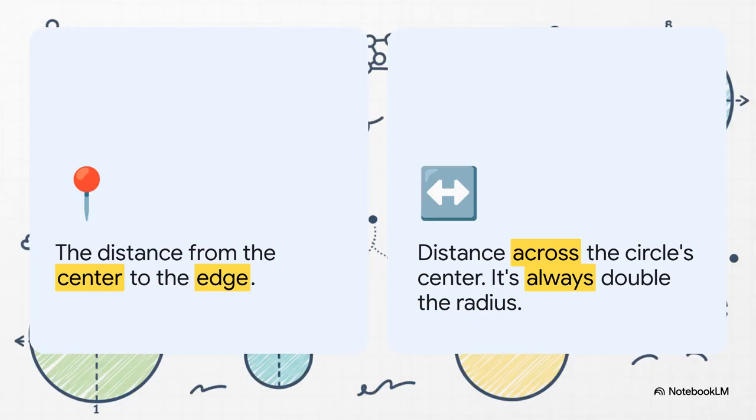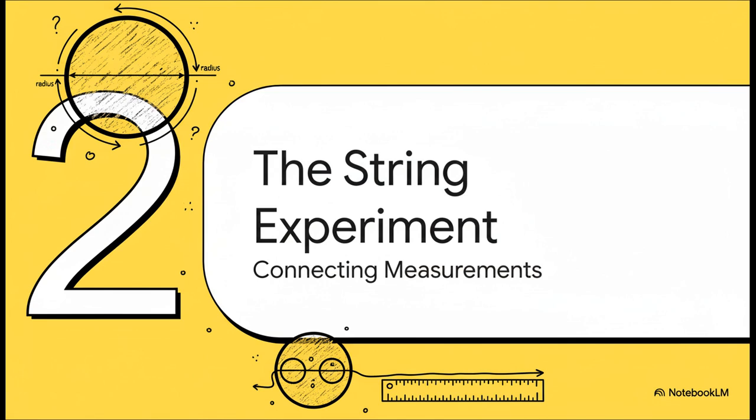And you can probably see the super simple relationship between them right away. The diameter is always, and I mean always, exactly twice as long as the radius. So if you know one, you automatically know the other. It's a perfect, predictable connection. So we've got our measurements for the inside of the circle, the radius and the diameter. But how do those connect to the circumference, that distance around the outside? Well, let's try a little thought experiment to find out.